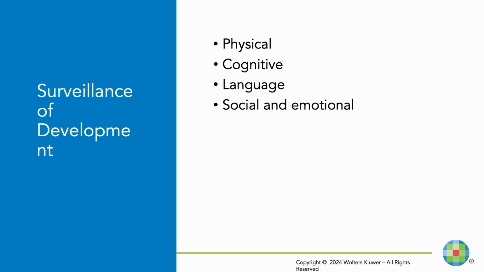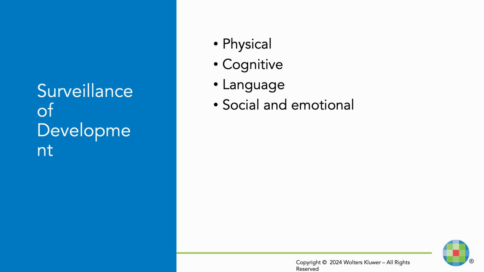So when it comes to the surveillance of development, we oftentimes will look at physical, cognitive, language, social, and emotional features. Thinking about physical features, are they appropriately sized? Do they appear their stated age? Is this a child who, at 5 years of age, is only 18 or 20 pounds? That's certainly abnormal. Or is this a child who is 2 years of age that is 50 pounds? Where do they fall within their percentile for age, weight, and height on a growth chart?